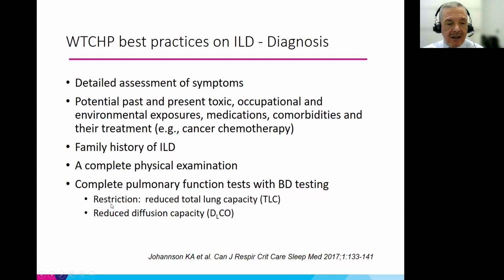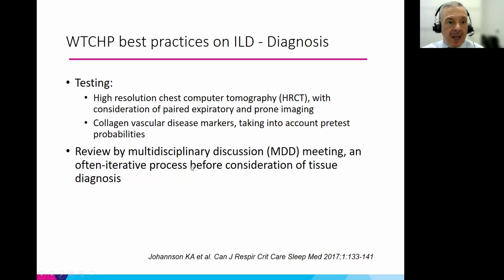So again, the hallmark of the ILDs for the most part is what we call restriction, and the definition of restriction is a reduced total lung capacity, and I'll emphasize that once again. A reduced forced vital capacity makes you suspect that restriction is going on, but you cannot consider it confirmed until you have obtained a lung volume determination with total lung capacity. And the other characteristic of practically all ILDs is a reduction in the diffusion capacity, or DLCO, as I will refer to heretofore. So as part of the testing, I mentioned function.